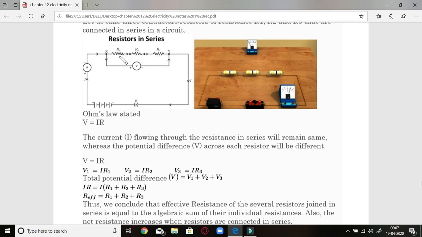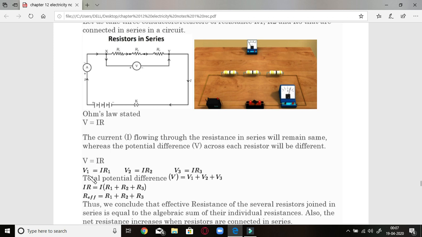For example, if you are using a fan and then AC and then heater, all of them have different resistances, they have a different value of current to be used, that's why the resistances are different. Okay, so this means they will consume different potential difference also.